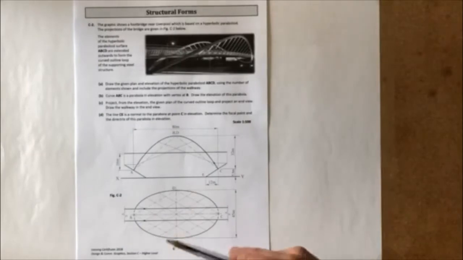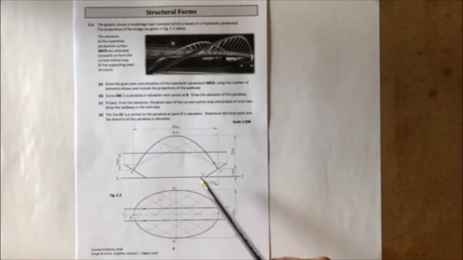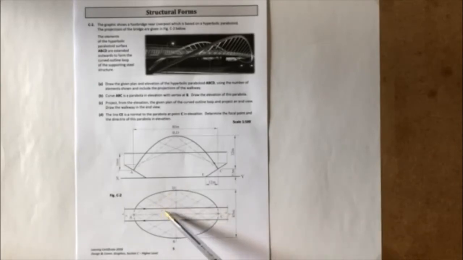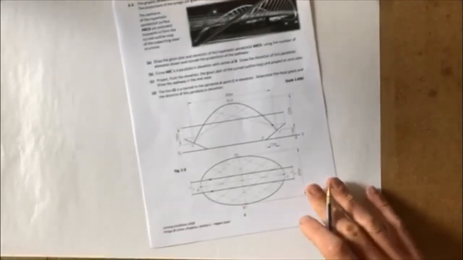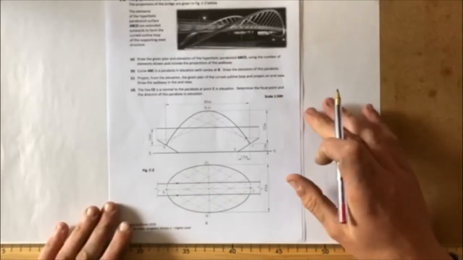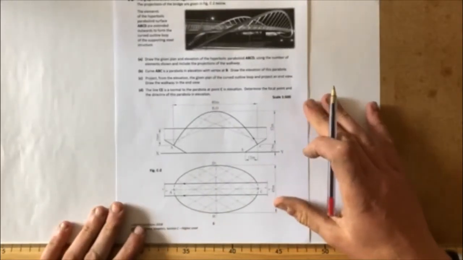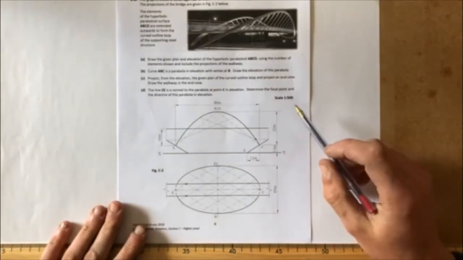Okay, so we're looking at setting up our hyperbolic paraboloid here. It's our lines here, so we're going to start by setting this up. The scale is 1:500, so that will catch us out. So we just need to divide all our measurements.